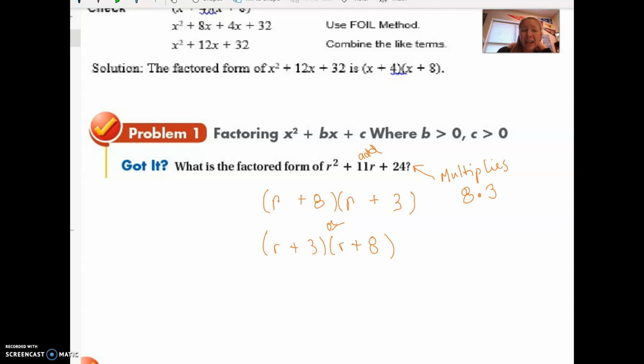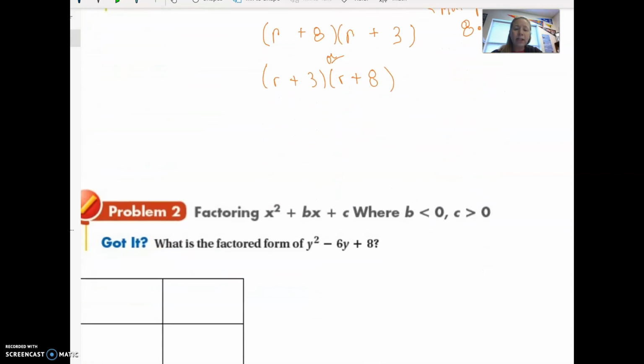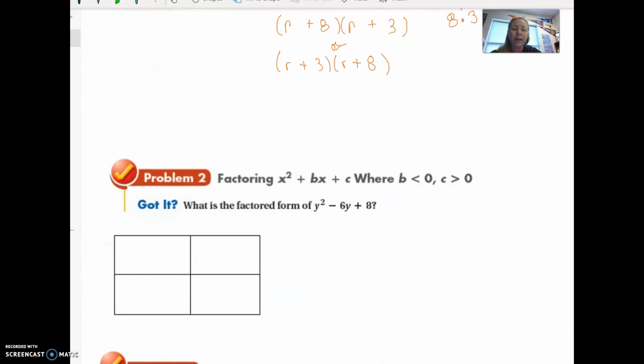And usually when we check, I generally don't show or read all the options. You just should know that those could be placed in either binomial. It doesn't matter. You're still going to have the same answer. And remember, we're doing the reverse now of the distributive property. So let's look at another example.